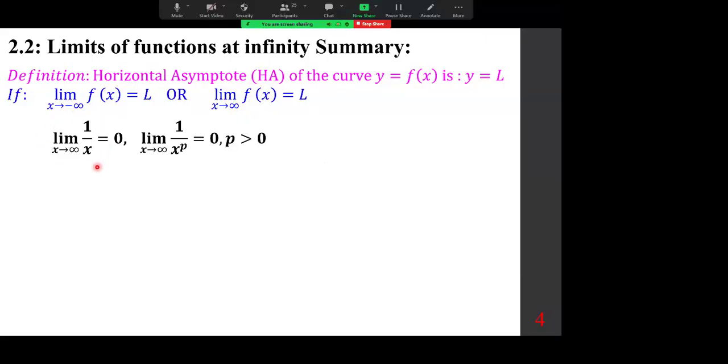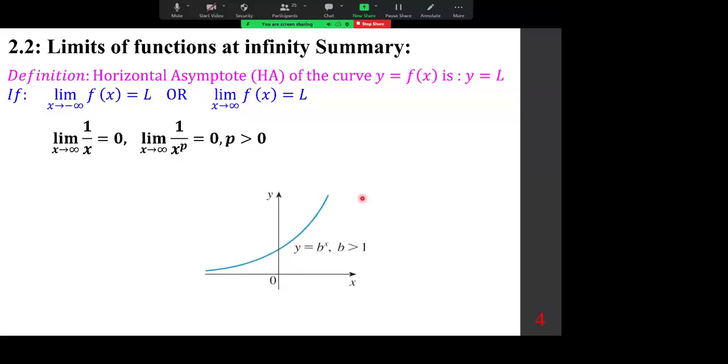The limit of 1 over x as x approaches infinity is 0. The limit of 1 over x to the power of p as x approaches infinity is 0 when p is larger than 0. We've discussed that in the previous sections, and instead of x, we used n. But this is in general x, a continuous variable.